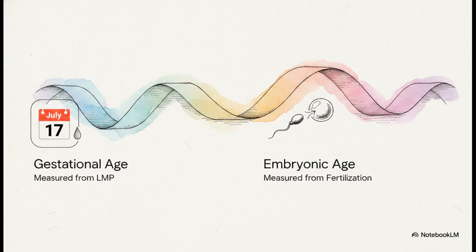If you've ever known someone who is pregnant, you've probably heard doctors talk about how many weeks along they are. Well, doctors use gestational age, which is measured all the way back from the start of the last menstrual period, or LMP. Historically, they just use this because a period is an easily observable event. However, embryonic age is the actual biological age of the embryo from the exact moment of fertilization. Because ovulation happens about 2 weeks after a period starts, embryonic age is basically always 2 weeks shorter than gestational age. It's a really important distinction.